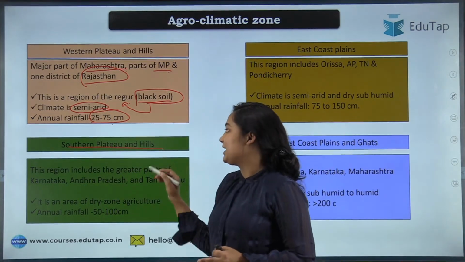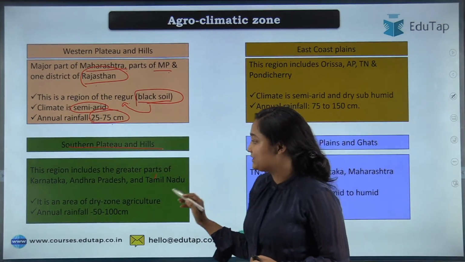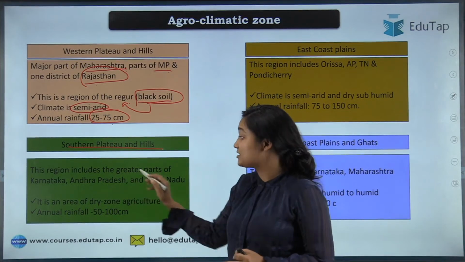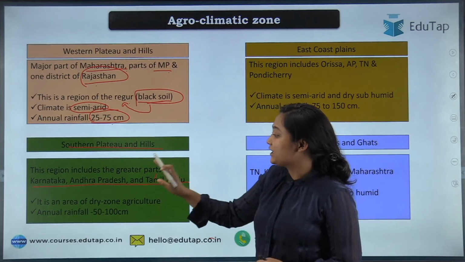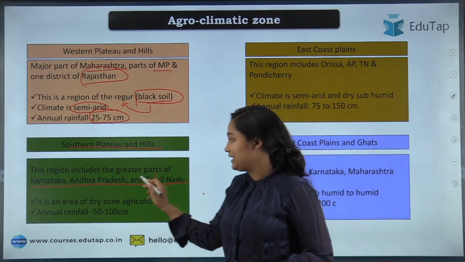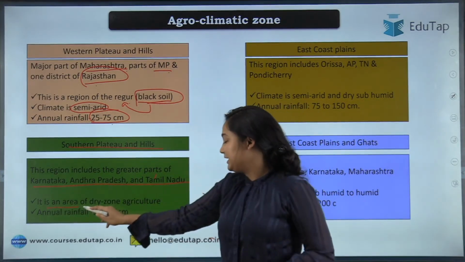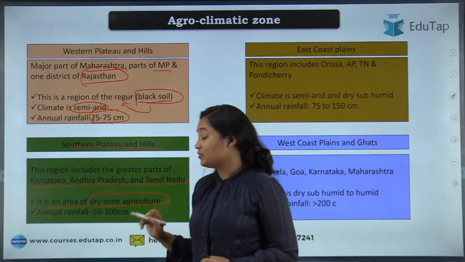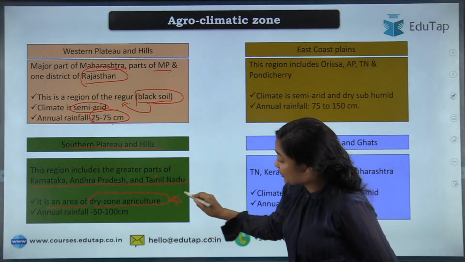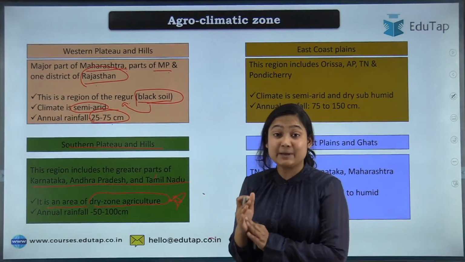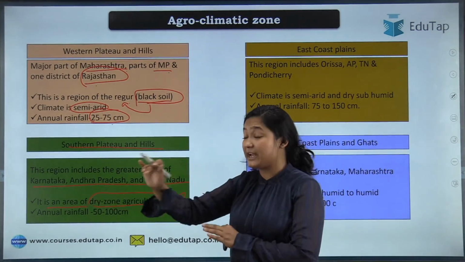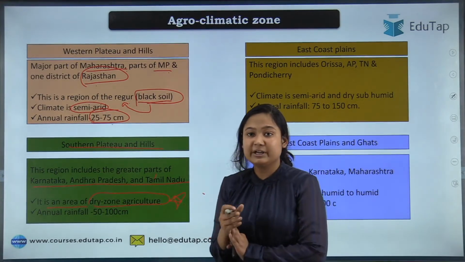Moving to the southern plateau and hills. So what kind of conditions are there? First of all, the states covered under it are Karnataka, Andhra Pradesh and Tamil Nadu. Then the area is dry zone agriculture. Okay, this again is a very important point for your NABARD exam, that in the southern plateau and hills, we apply dryland farming, dry zone agriculture technologies.